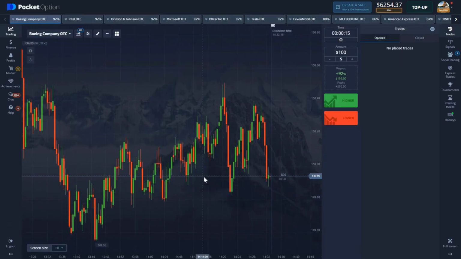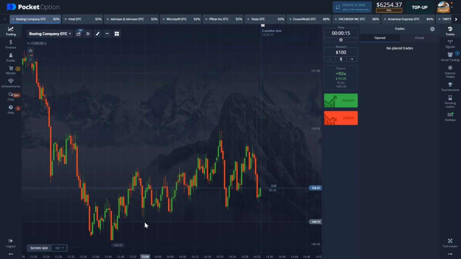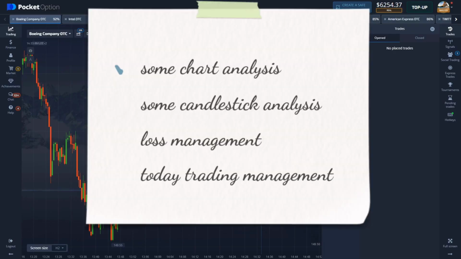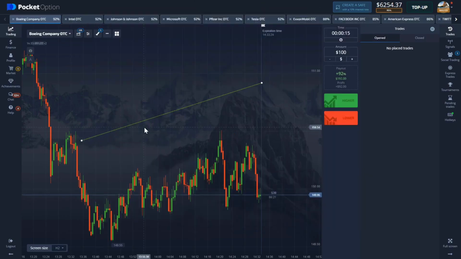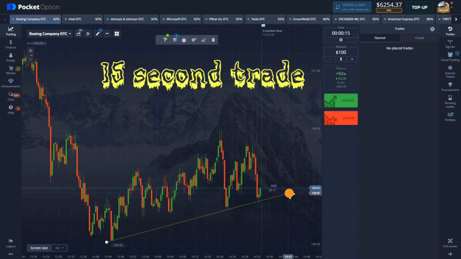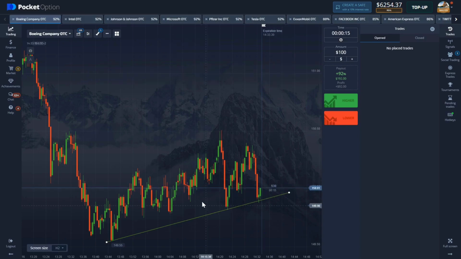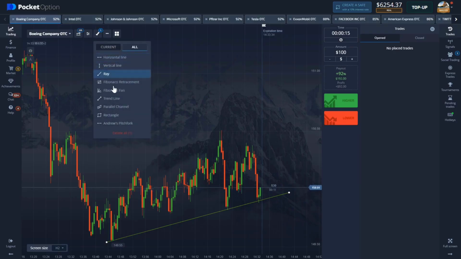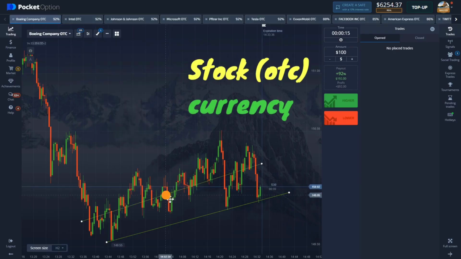You don't have to use an indicator in this strategy. All you need to do is a little chart reading and a little candle analysis, which is very simple. So in this you have to set the candle time of 30 seconds and the trade time to 15 seconds, and that's where all your settings have been set. And one more thing, you can use this strategy in the stock OTC market or the currency market also.